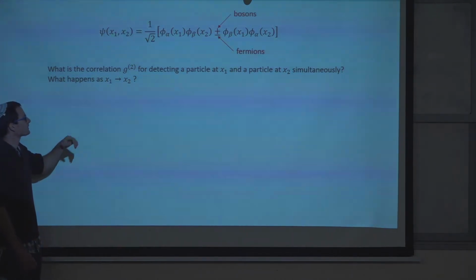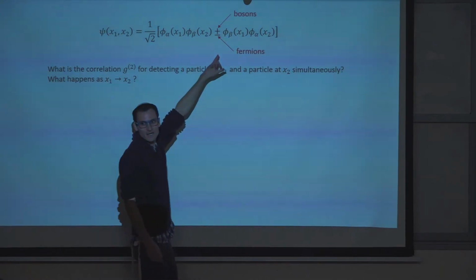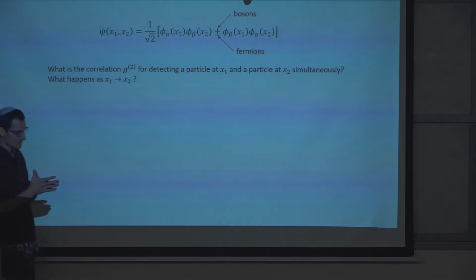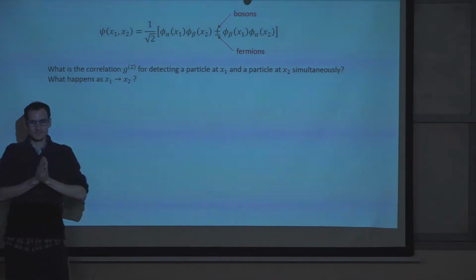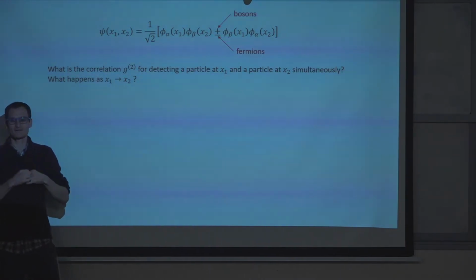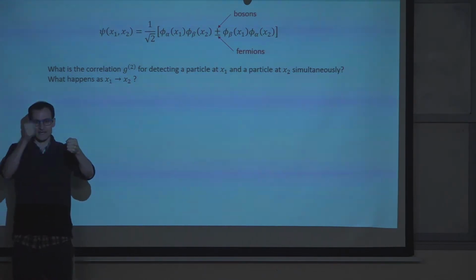Then the total wave function will be either the symmetrized or anti-symmetrized wave function, right? And I want to ask the question, what is the correlation, what is the probability for detecting the two particles simultaneously at two specific positions? In other words, if I have detected a particle at position x1, what is the probability of detecting the second particle at x2? And especially what happens if x2 becomes equal to x1?